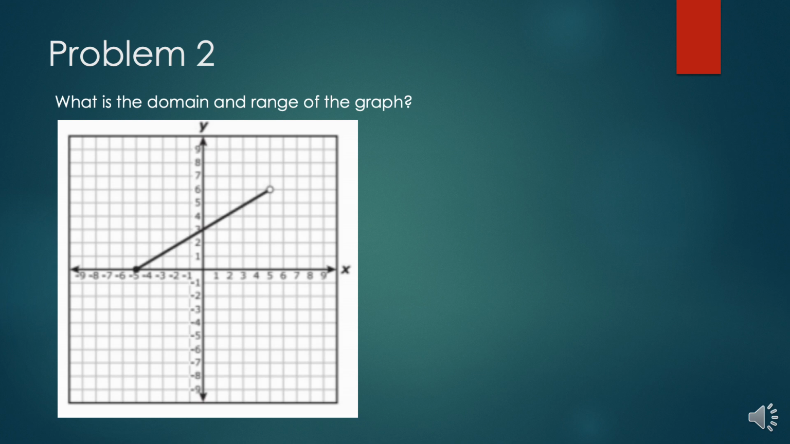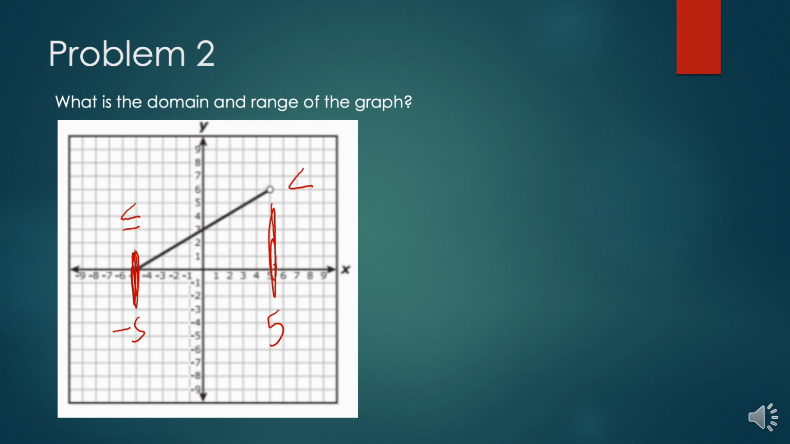So starting off with the domain, I'm going to go ahead and start on the left side. So here I have -5, and that was a closed dot, so I'm going to go ahead and put my less than or equal to sign. I'm going to go to the right side. It's bounded at 5, and I see an open dot, so that's a regular less than.